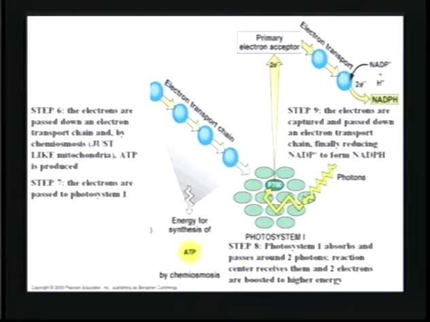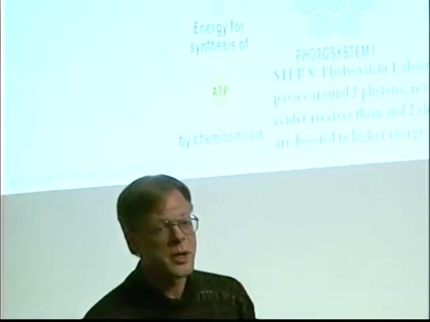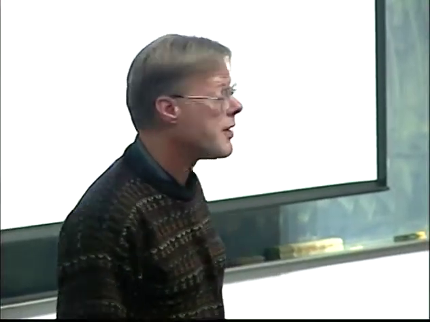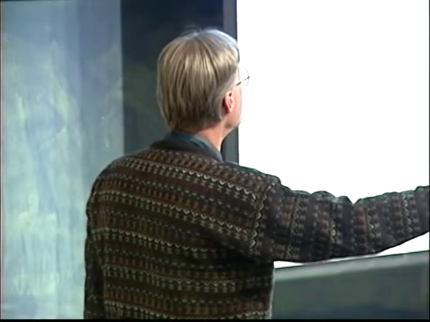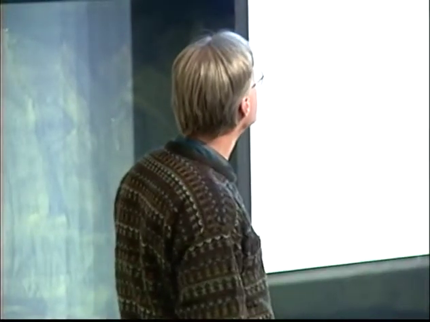Okay, so the two electrons that the P700 system loses are replaced by electrons coming from photosystem 2, and photosystem 2 replaces those electrons by snatching them away from water molecules. In this way, we've successfully made both ATP and NADPH that can be used in the dark reactions.